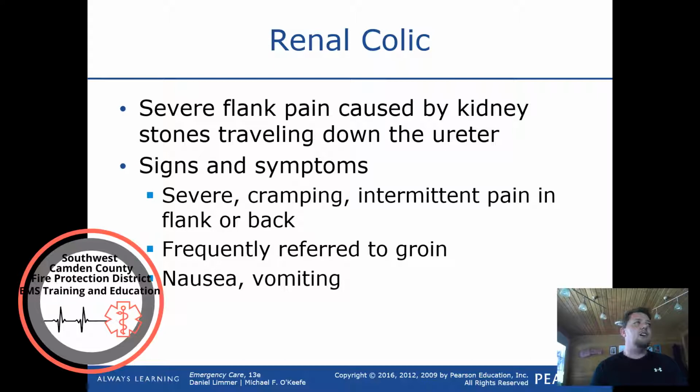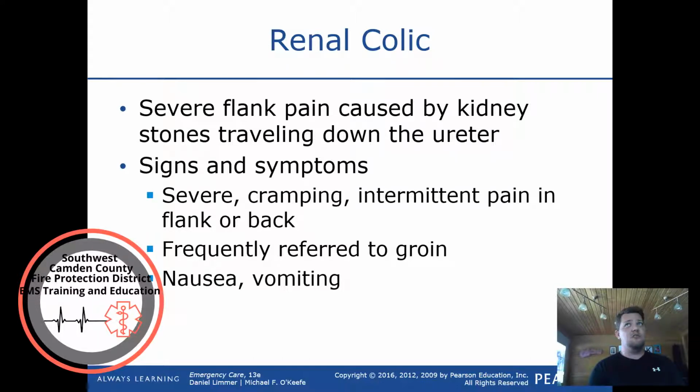So renal colic. This is a severe flank pain caused by kidney stones traveling down the ureter. Signs and symptoms include severe cramping, intermittent pain in the flank or back, and it's frequently referred to the groin. So in these patients with kidney stones, it's a severe pain. They need to be taken care of. They have to be given some pain medicine.